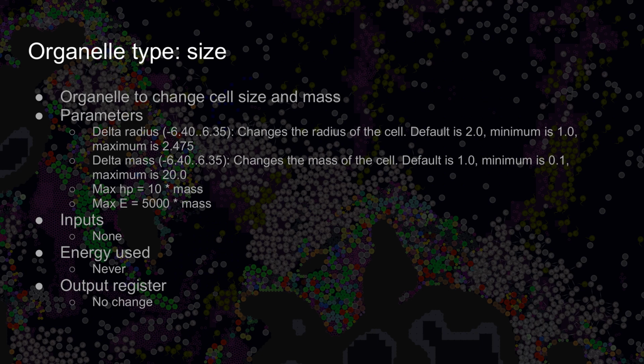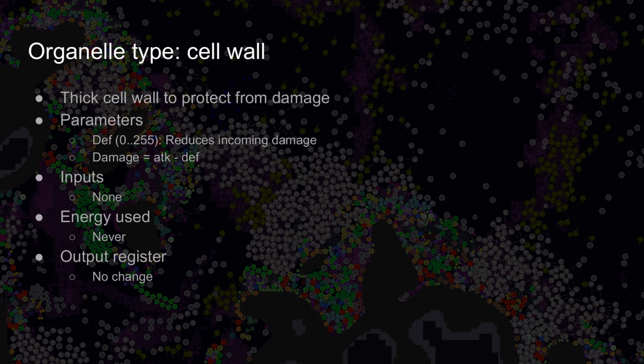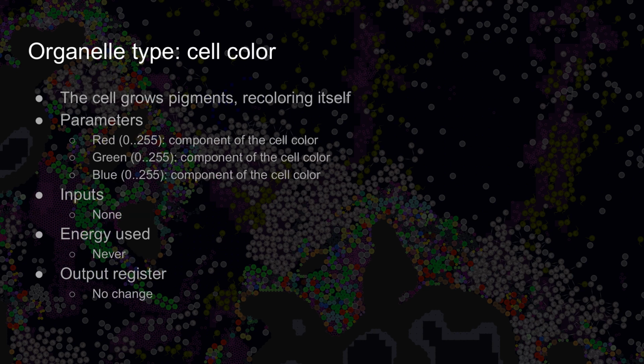It takes no inputs, uses no energy, and does not change the output register. The next type of organelle is cell wall. The cell strengthens, thickens its cell wall, reducing incoming damage from spikes and other effects. The organelle takes no inputs, uses no energy, and does not change the output register of the slot it is in. The next type of organelle modifies the color of the cell to the RGB value defined in the parameters.